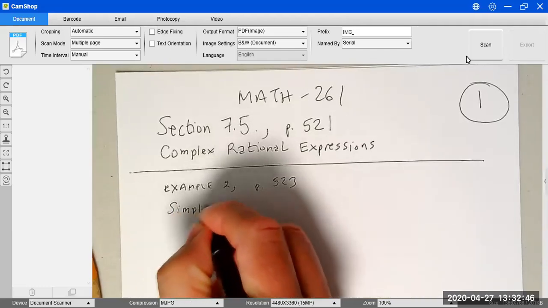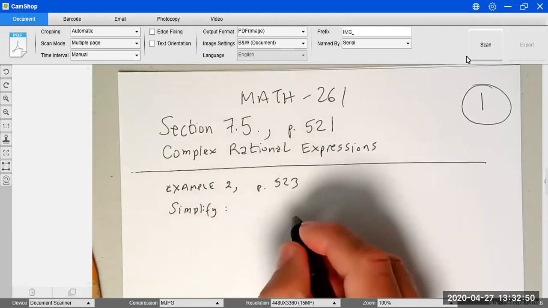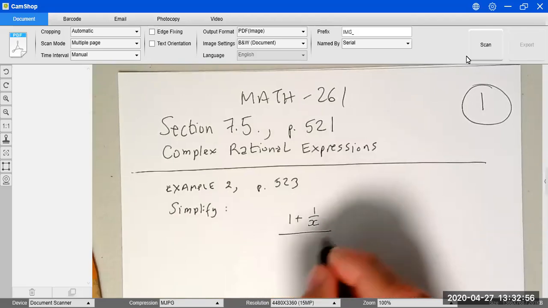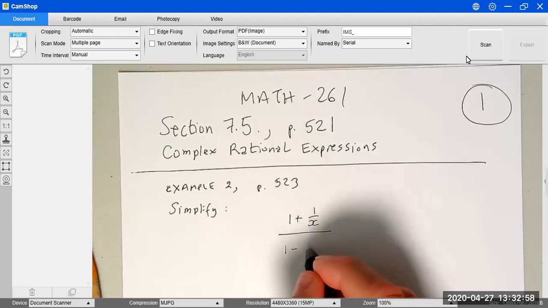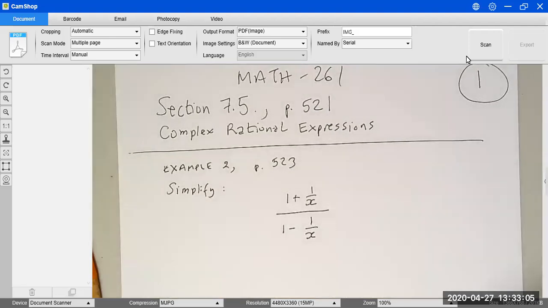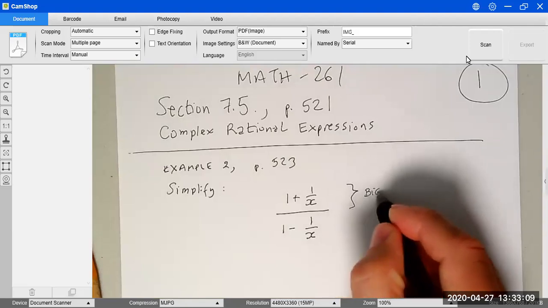So we're going to simplify this complex rational expression. We have 1 plus 1 over x, and then we have 1 minus 1 over x. So this is a complex rational expression. It is complex just because we have a big numerator.